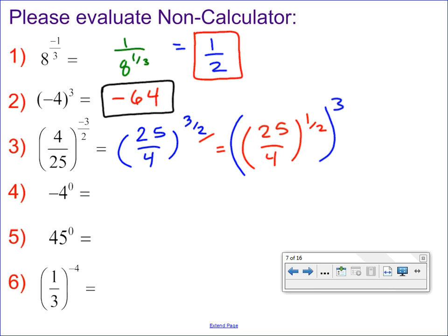And then raise all of that to the numerator exponent, that's 3, last. And so let's go ahead and do the 1/2 power, that's a square root first. That's the same as the square root of 25 is 5, over the square root of 4 is 2, and I'll raise that to my numerator exponent, 3, last. That means my final answer is 5 cubed is 125, over 2 cubed is 8. I get 125/8 for my final answer.